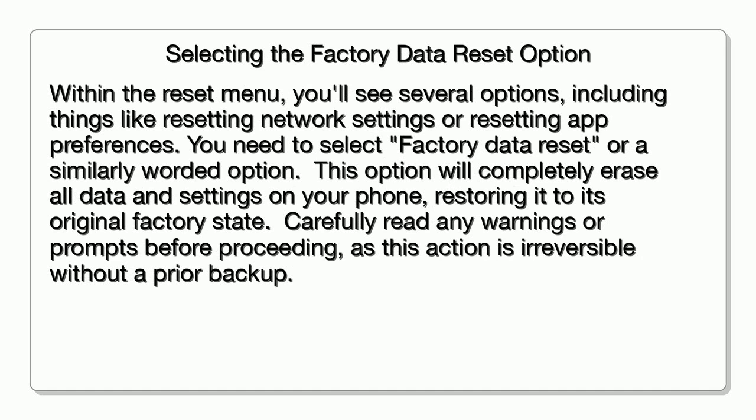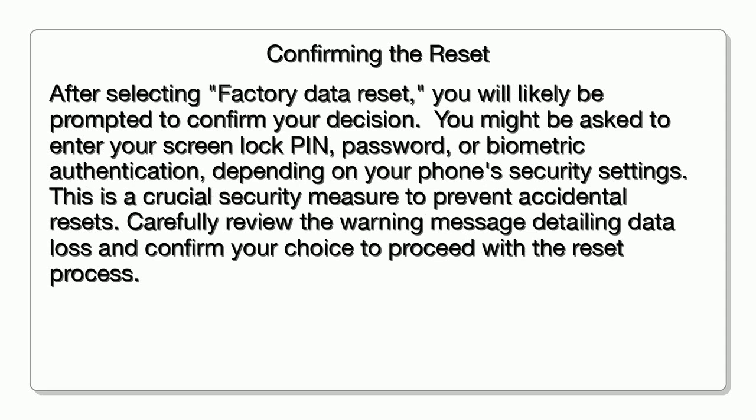For your Samsung Galaxy, the next step is selecting the factory data reset option. Within the reset menu, you'll see several options, including things like resetting network settings or resetting app preferences. You need to select Factory Data Reset or a similarly worded option. This option will completely erase all data and settings on your phone, restoring it to its original factory state. Carefully read any warnings or prompts before proceeding, as this action is irreversible without a prior backup.